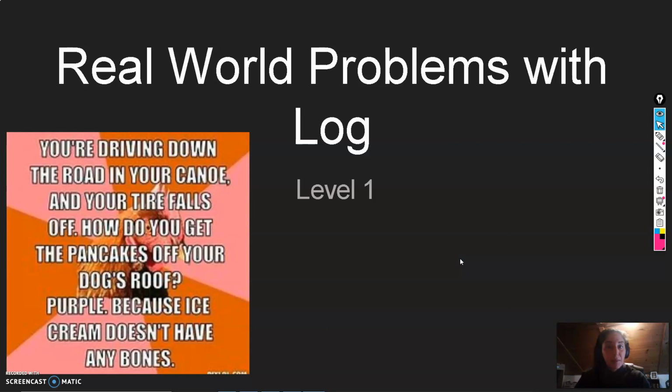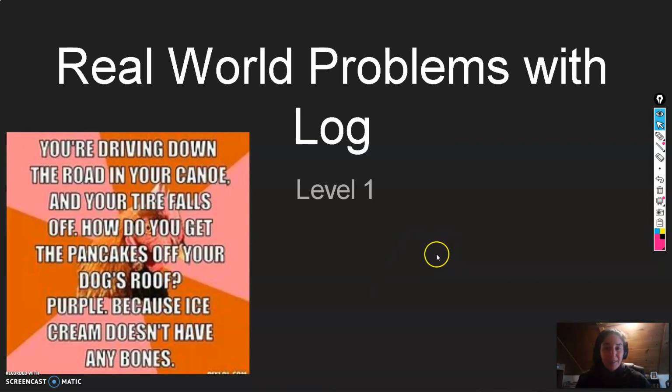And this is going to be level 1 because we're not going to have to come up with any equations. They're already going to be given to us. So we're going to go through and solve two problems that involve real world situations. You'll see some sites, some works cited on them as well, so you can see that this information is true and real and coming from actual sources.